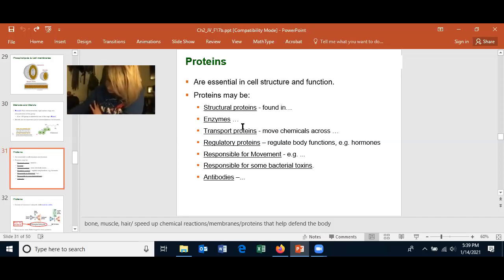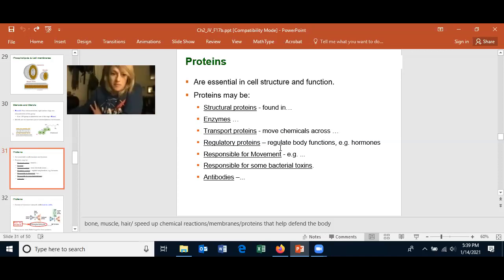We have proteins that are important in transporting molecules across the cell membrane, and we call these transport proteins. It'll be a protein in the cell wall. So make this the cell wall. There will be a protein spanning the membrane. It can take one molecule across the cell membrane. There are proteins which are important regulatory proteins, and they regulate some body function, and that could be like a hormone, like a growth hormone, which helps children grow, for example.